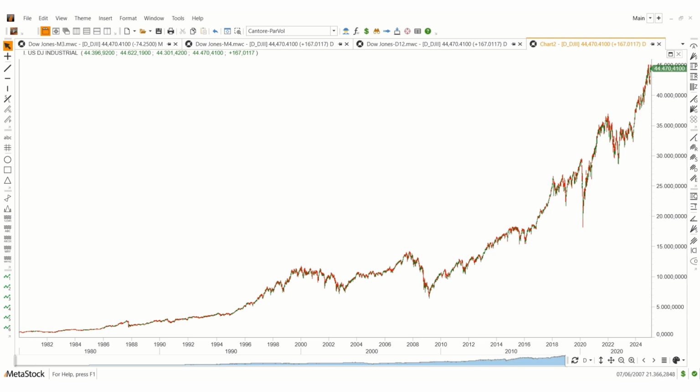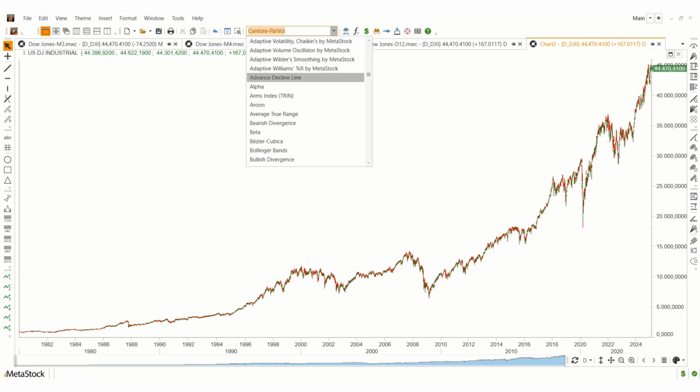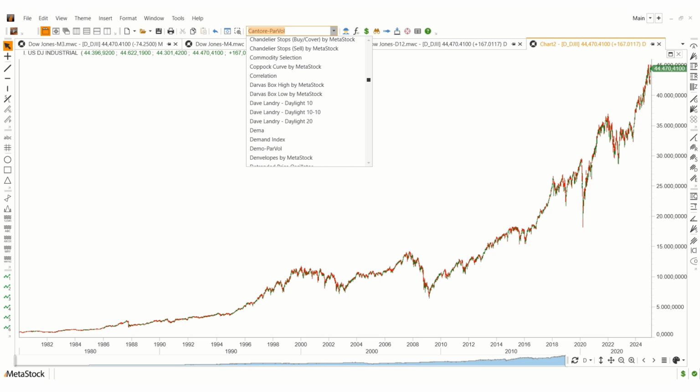To track the parabolic involutes, we refer to the special add-ons that we see here in the MetaStock Algorithmic Indicators window. They are defined as Cantore ParVol F, with the letter F an acronym for free, such as Cantore ParVol RSIF and Cantore ParVol BVF, while the corresponding versions without the letter F indicate the professional version of the same add-ons.